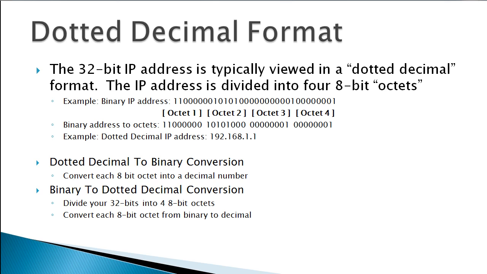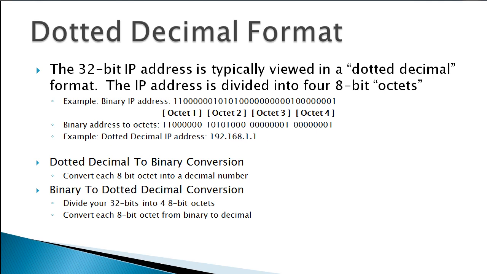So dotted decimal, the way it works, is we take our 32-bit IP address and we split it up into chunks. And these chunks we call octets because each chunk contains 8 bits. So if you take a 32-bit number and you split it into 8-bit octets, you're going to get 4 different 8-bit octets. And then what you do is you convert each octet from binary to decimal. So for instance, octet 1 here, if you take that binary number, it comes out to 192 in decimal. Second octet comes out to 168 in decimal, and then 1.1.